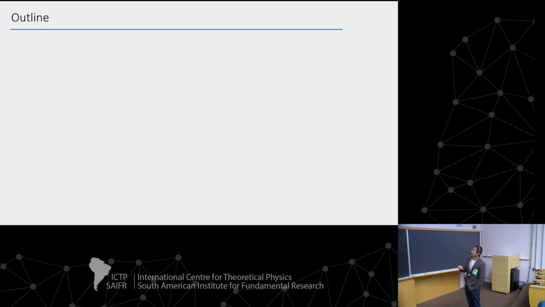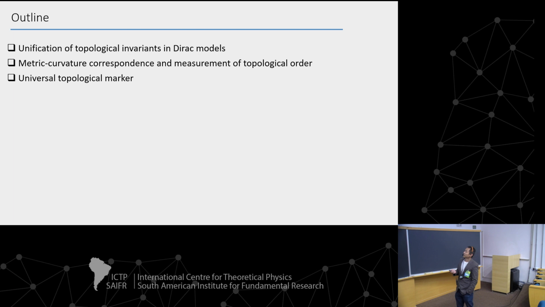Thais. So the outline of my talk, as I have just mentioned: I want to first unify all the topological invariants to give a grand unification of topological order, and then propose this so-called metric curvature correspondence, part of the conclusions of which you have seen in Matthias' talk a little bit earlier. And then finally, I will introduce a universal topological marker.